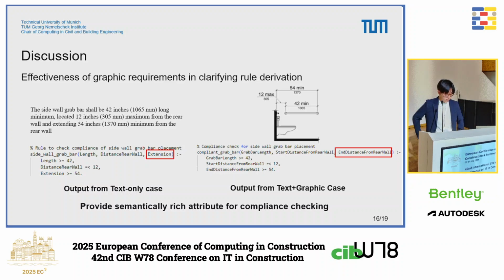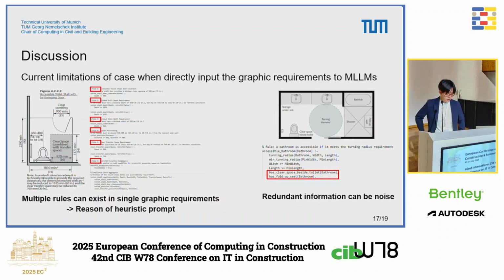One interesting observation was that the text plus figure combined input case led to the generation of more semantically meaningful variables. For example, instead of generic variable names, the model generated names like distance from the real world, which are much more useful in the following compliance checking context, such as preparation of model tests. However, there are still several challenges. Sometimes a single figure can lead to multiple rules, and sometimes redundant or irrelevant visual information becomes noise and degrades output quality.